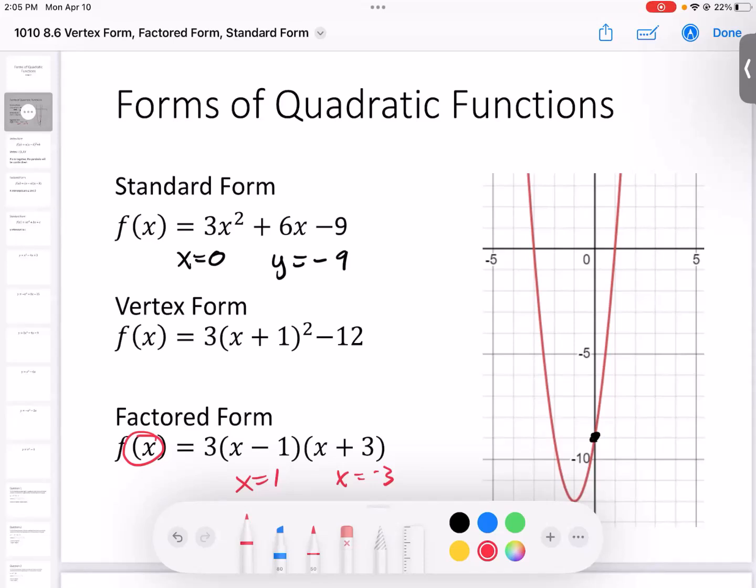So you can decide on your homework whether it's easiest to use the quadratic equation, or if you want to convert the equation into standard or into factored form.